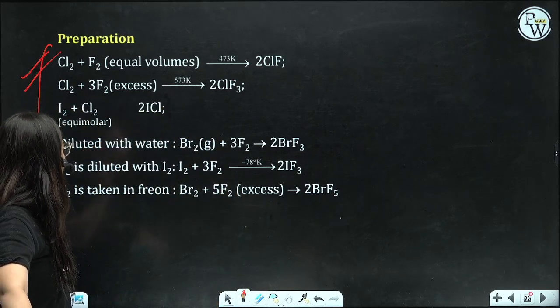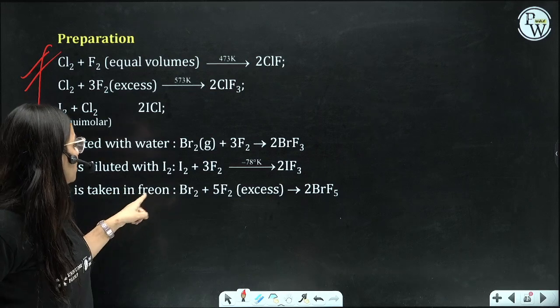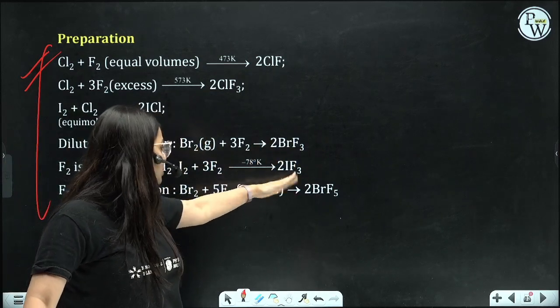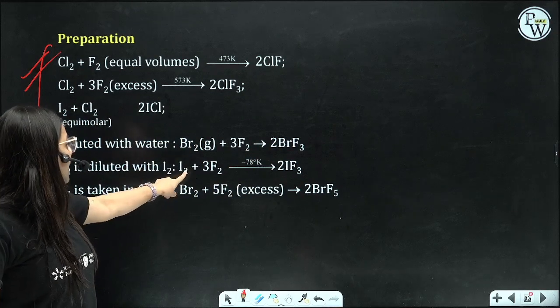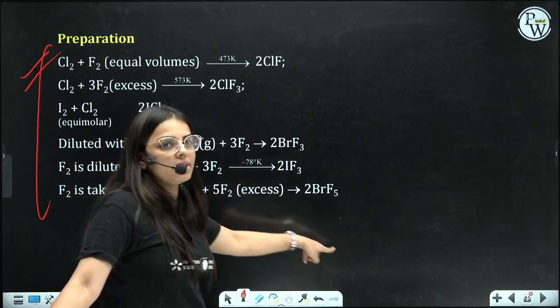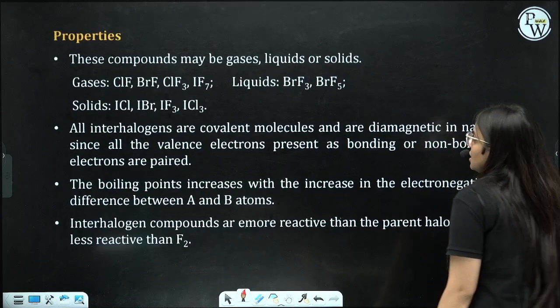Now, this is equimolar. When it is diluted with water, Br2 plus F2: F will be written over there, the higher electronegativity, and the lower over here. Diluted with I2, so I2 plus F2 will give you this, right? Similarly, Br2 plus F2 in excess will give you BrF5, sorry.